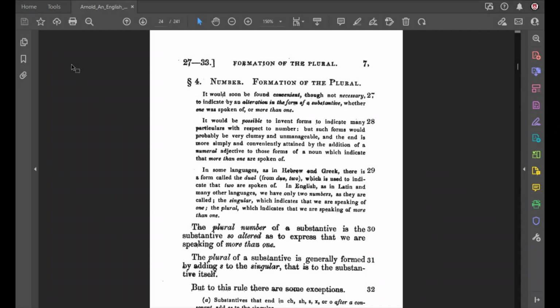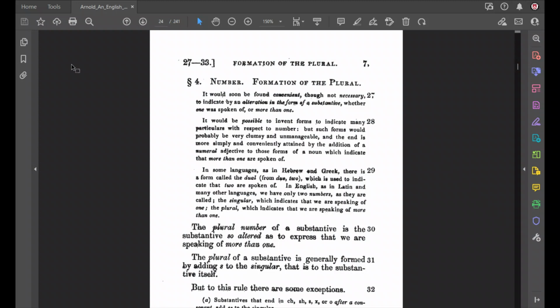Let's go back to our text. So we learned that in English we have a singular number and a plural number, and the forms of substantive nouns change to show whether we're speaking of singular or plural. And remember also that this is not necessary for our language. This is something we do for convenience, just to make understanding the language easier. All right? To move on in the textbook, the plural number of a substantive is the substantive so altered or changed as to express that we are speaking of more than one.